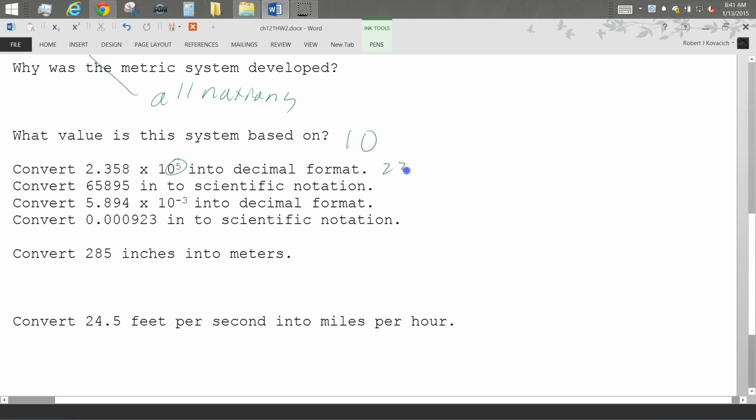So 235,800. Do I get to put a decimal there? No, zeros. How many significant figures are in that number before we do the conversion over to decimal? 4. So how many do we have written as I have it written up there? 4, because that decimal place isn't after the 0.